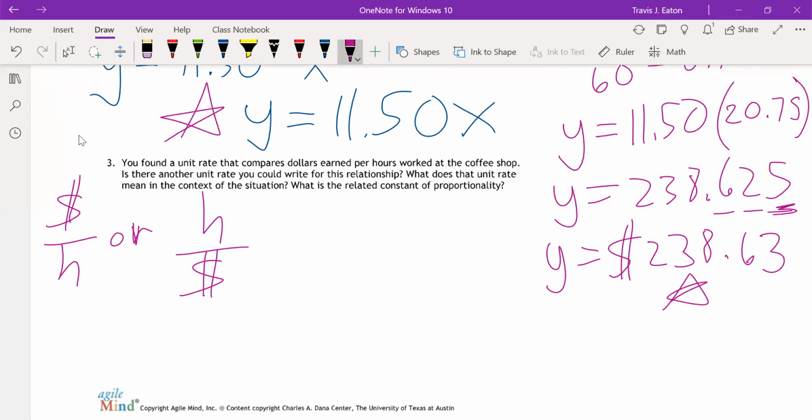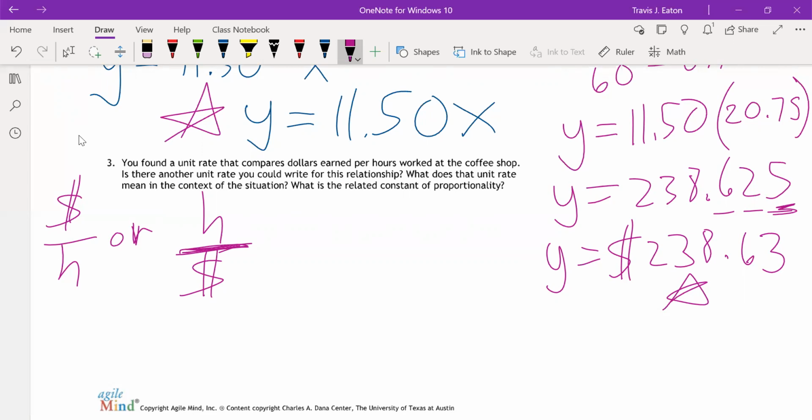So what does this unit rate mean? Well, this, of course, if we look at this is saying, well, we can find out how many hours she would have to work to earn a certain amount of money. So that's interesting, right? The how many hours she would work to earn a certain amount of money. So let's look at that.